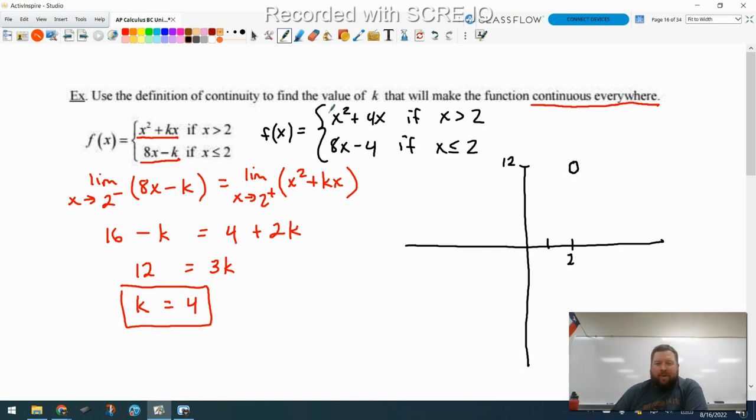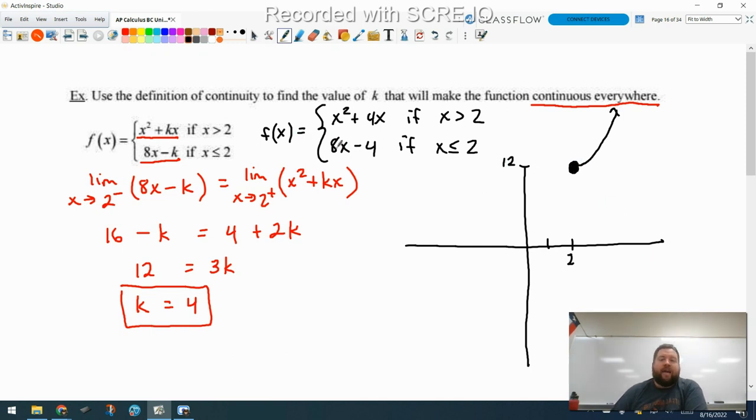And then if I plug in 3, 3 squared is 9. 3 times 4 is 12. So 9 plus 12 is 21. So it's going up. I'm not going to plot any more points, but it's a parabola. It's going up like that. Plug in 2 down here. 16 minus 4 is 12. All right, that's a closed circle. So see how this closed circle is going right on top of this open circle? So it's going to overtake that right there. So that's going to turn it into a closed circle.